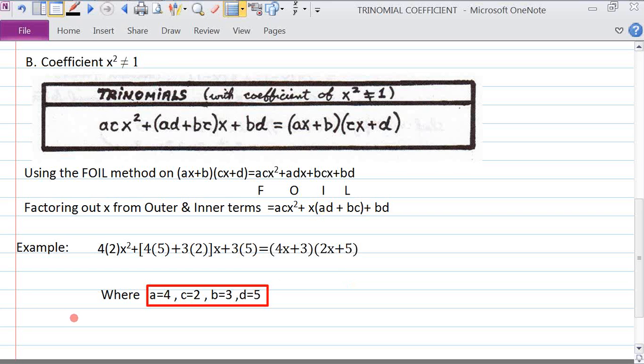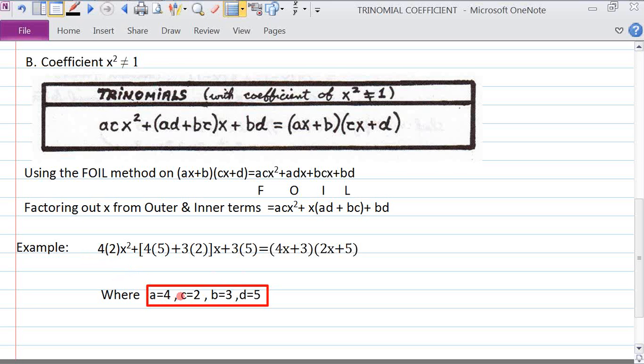Now, to put some numbers here, let's say I make A equal to 4 and C equal to 2, and then I make B equal to 3 and D equal to 5. So I'm just randomly choosing some numbers here. In this case, I make it easy, make them positive whole numbers.